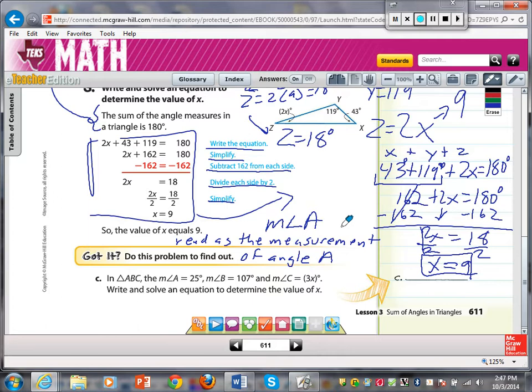So here we go. In triangle ABC, the measurement of angle A is 25 degrees. The measurement of angle B is 107 degrees. And the measurement of angle C is 3 times x. So this looks very similar to that. Write and solve an equation to determine the value of x. So then you're going to write your equation like we did up here. Remember to make it equal to 180 degrees. And then just follow the steps for one and two step equations like we have been doing the last 2 weeks. Okay? So let's go to page 612.